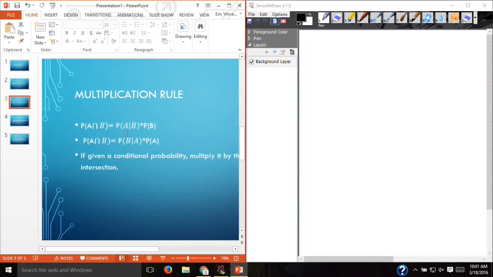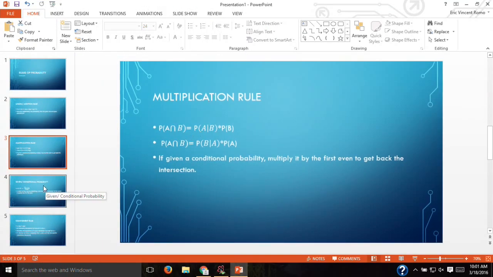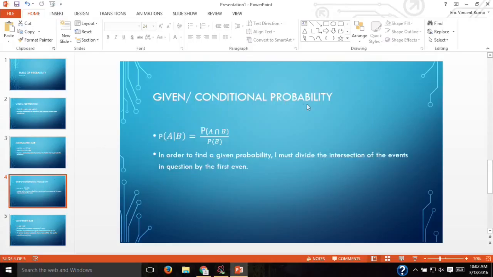Now remember, I need to know what the rule of the given conditional probability is. So actually, let's go ahead and talk about that also. A given conditional probability is the probability of A given B is equal to the probability of A and B divided by the probability of B. In order to find a given probability, I must divide the intersection of the events, which is this number right here, in question by the first event.